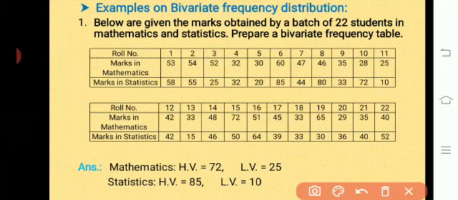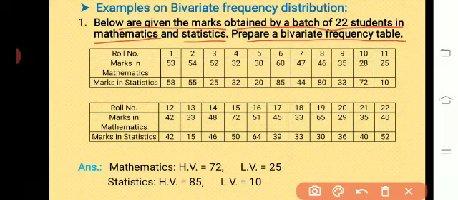Then, in classification we didn't solve any example on bivariate frequency distribution. So here the same unit is there, and we will solve an example on bivariate frequency distribution. The example is: below are given the marks obtained by a batch of 22 students in mathematics and statistics. Prepare a bivariate frequency table.